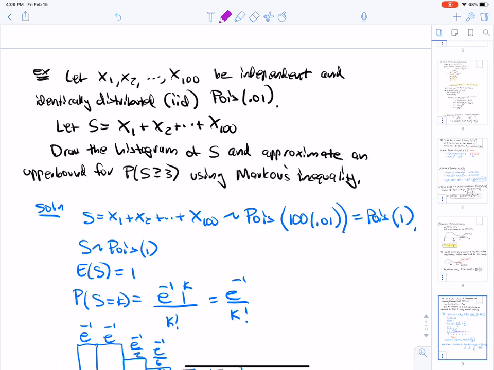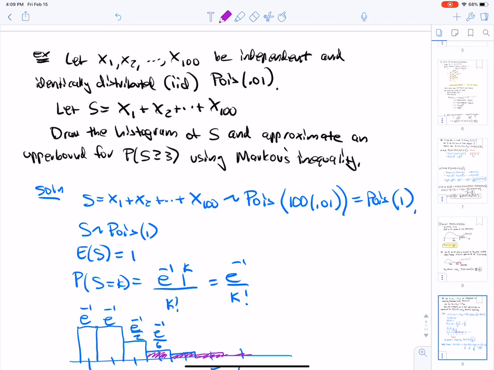Another example I did: x1 to x100 are independent, identically distributed Poisson 1/100s. S is the sum of those. Now we remember that the sum of those is Poisson 1, right? So I asked you to draw that histogram and approximate the probability that S is greater than or equal to 3 using Markov's inequality.